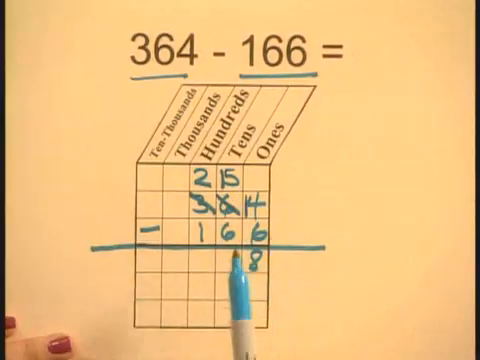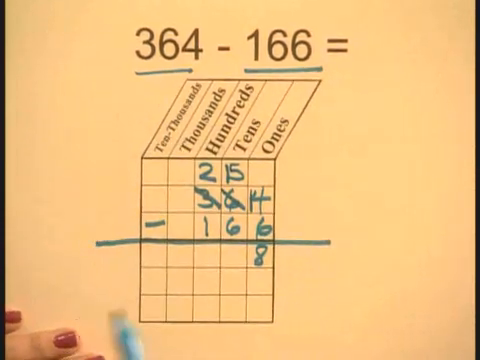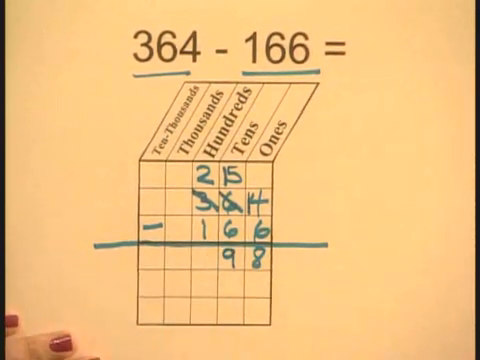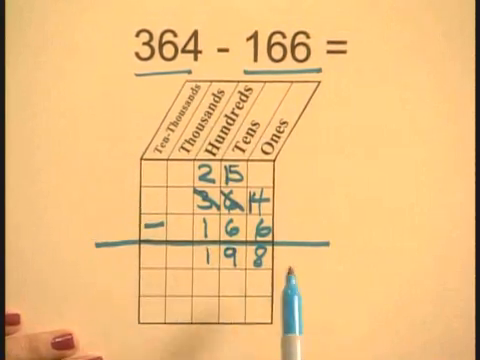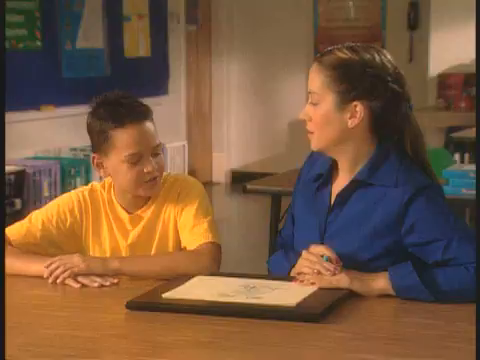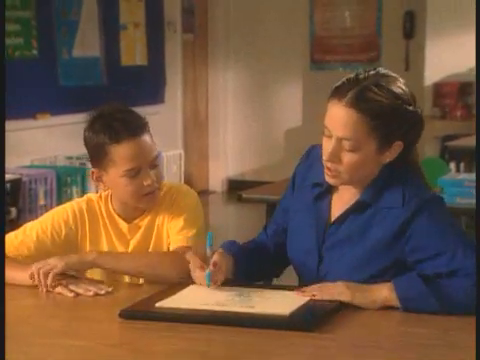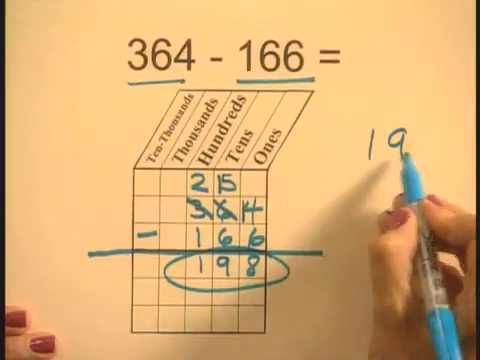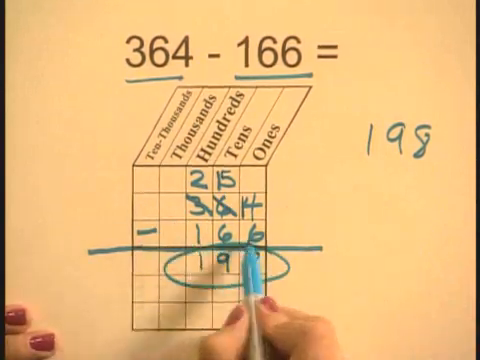Okay, so now 15 minus 6? 9. Very good. And 2 minus 1? Is 1. Excellent. And our answer? 198. Very good. And again, if you want to check your work, you do a related addition sentence. You take your answer, 198 plus 166.